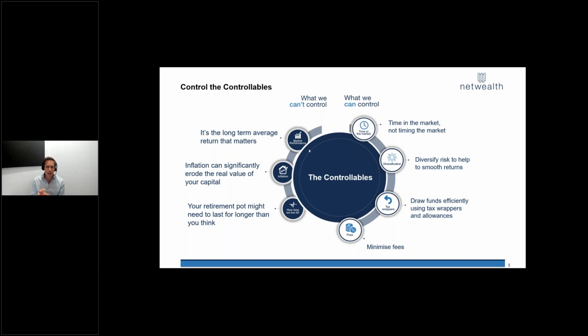So everything we're doing is about helping you understand the uncontrollables and what they mean for your choices and what you're trying to achieve, and then controlling those different elements that we can control through time to give us a better chance of a better outcome.